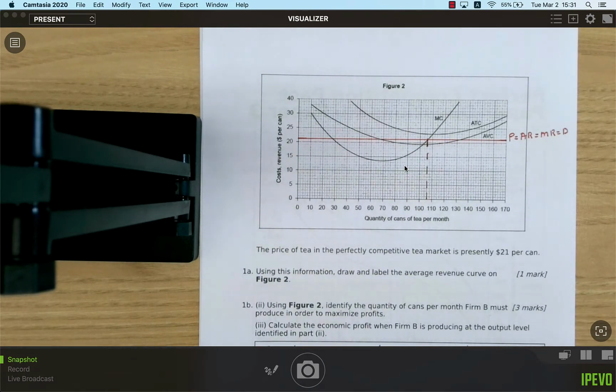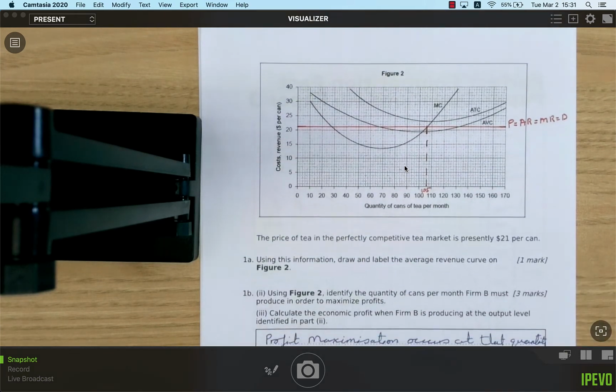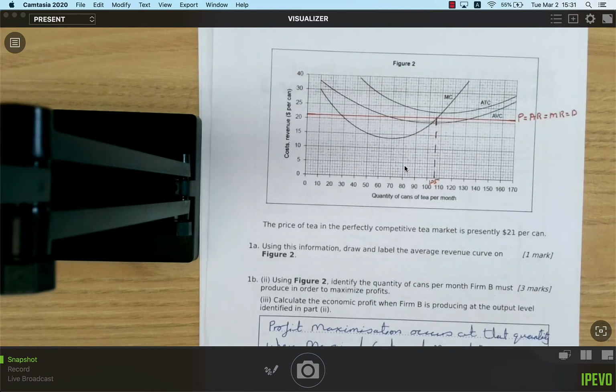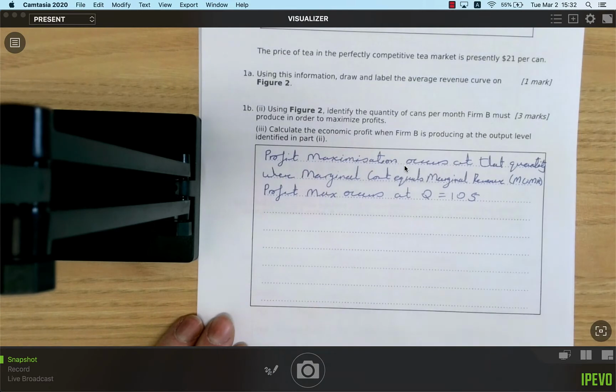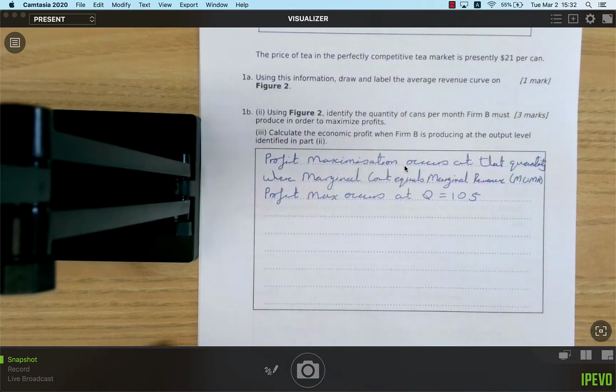Okay, so using figure 2, identify the quantity of cans per month firm B must produce in order to maximize profits. I've done that. That's 105. Then calculate the economic profit when firm B is producing at the level marked in part 2. So if I bring this up here just so you can see everything, what we've got is that profit maximization occurs at the quantity where marginal cost equals marginal revenue, and that is 105.